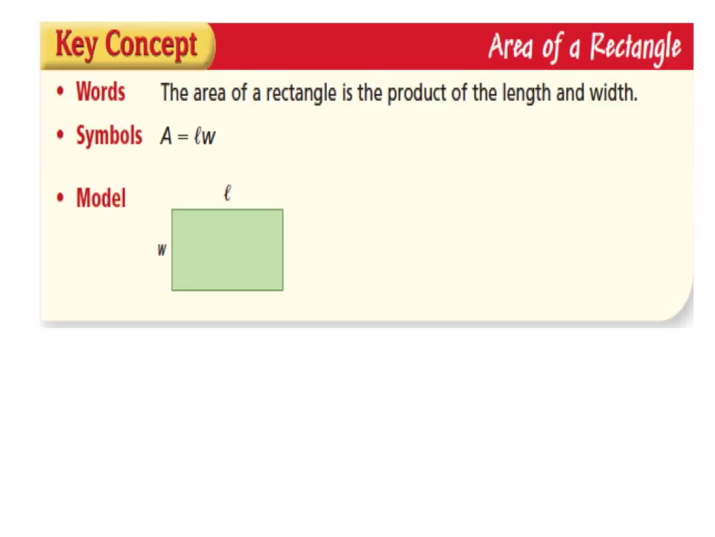Next key concept, of course, is the area of a rectangle. The area of a rectangle is the product of the length and width. You just have to identify the length and width and multiply those two together, and you get the area. And as I told you before, very important concept, the units are squared, but length and width are not. So area is always squared.